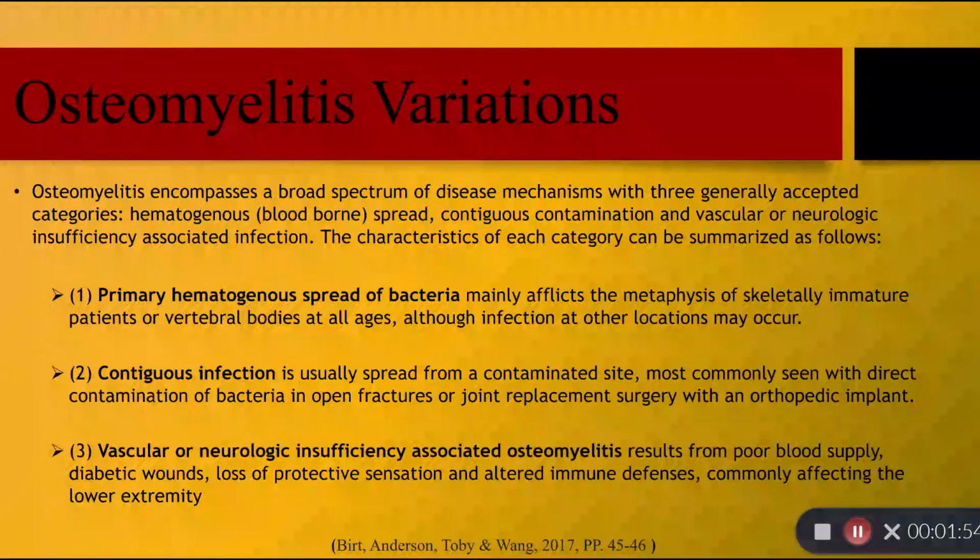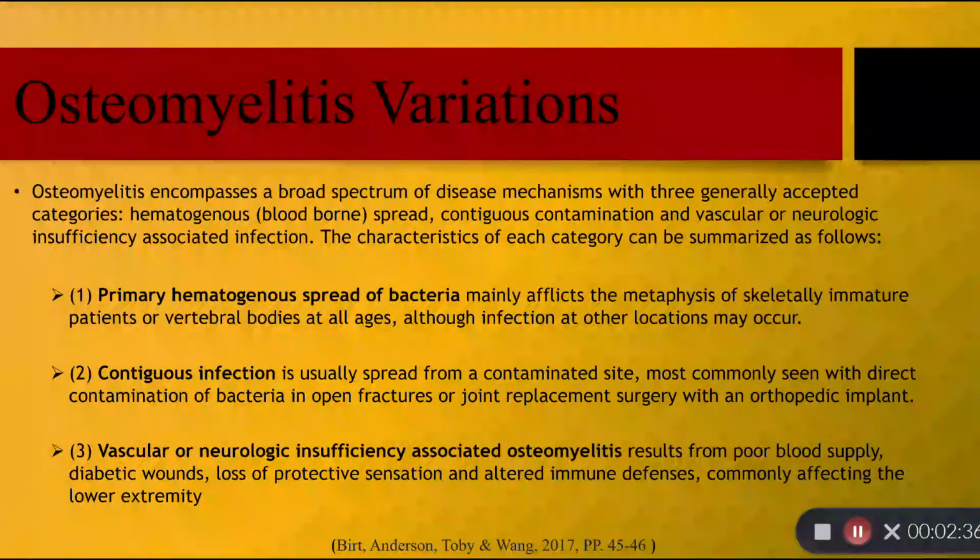Osteomyelitis variations. Osteomyelitis encompasses a broad spectrum of disease mechanisms with three generally accepted categories: hematogenous or blood-borne spread, contagious contamination, and vascular or neurologic insufficiency associated infection. The characteristics of each category can be summarized as follows. Primary hematogenous spread of bacteria mainly afflicts the metaphysis of skeletally mature patients. That's where I said long bones in kids, vertebrae in adults.